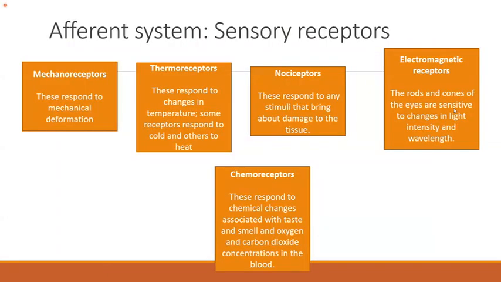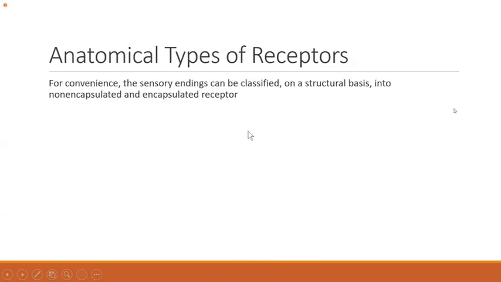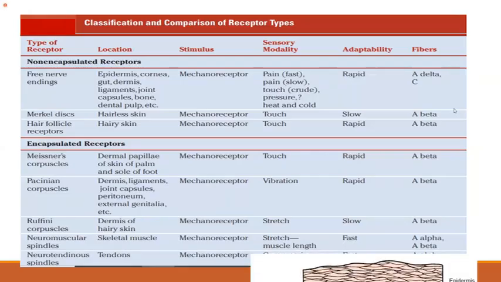Now, further coming on to the anatomy of the afferent system. The job of the afferent system is to convert the various types of stimuli to electrical impulses. This is done by sensory receptors. Sensory receptors can be mechanoreceptors, thermoreceptors, nociceptors, and chemoreceptors, and we will discuss more about mechanoreceptors because they are present mainly over our skin and they convert various stimuli into electrical impulses. For convenience, on a structural basis, they can be divided into non-encapsulated and encapsulated receptors. Non-encapsulated receptors are free nerve endings.